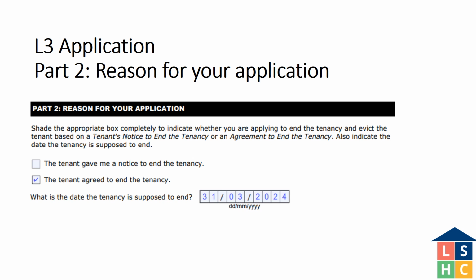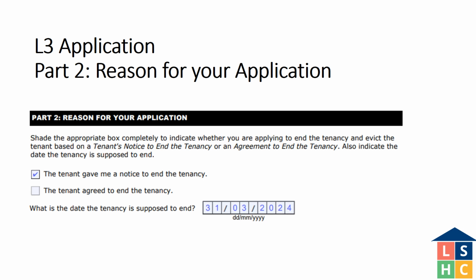If the landlord and tenant signed Form N11, check off the box next to the tenant agreed to end the tenancy and write in the termination date that is listed on Form N11 in the box provided below. If the tenant provided a completed and signed N9 notice with the appropriate date of termination, check off the box next to the tenant gave me a notice to end the tenancy and write in the termination date that is listed on Form N9 in the box provided below.